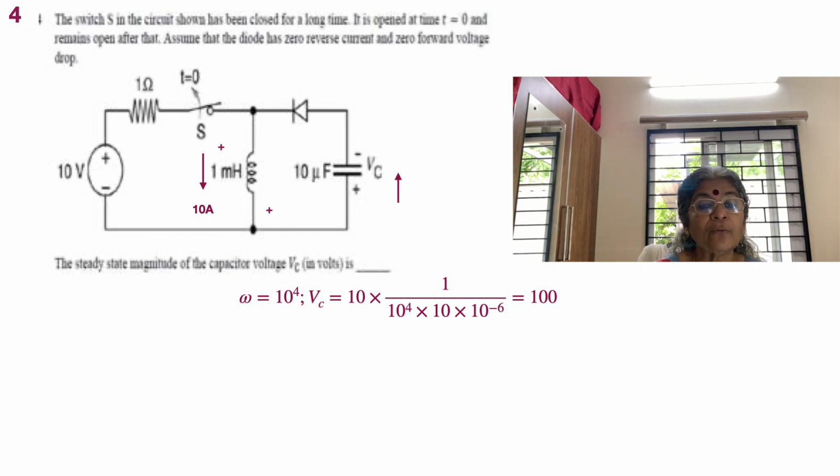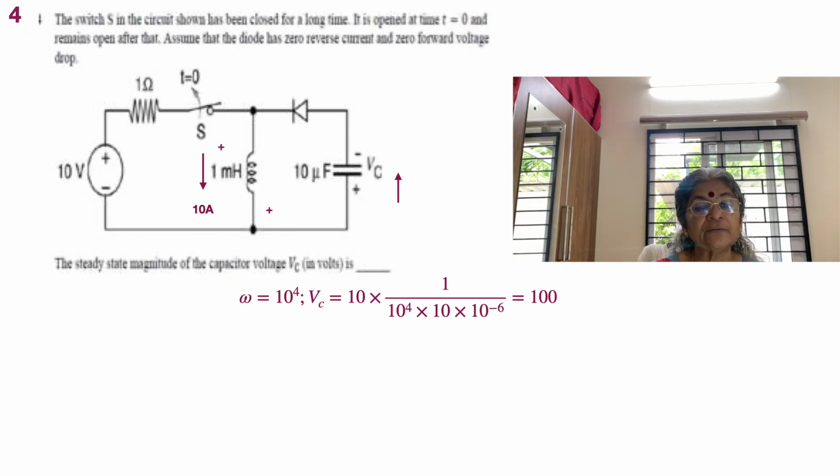Okay, so now let's read what is required of us. The switch S in the circuit shown has been closed for a long time. Okay, so the switch is closed for a long time, and so what happens? We see that the inductor gets charged.